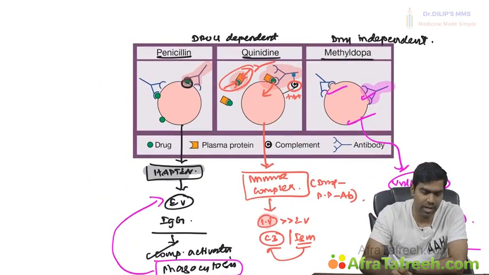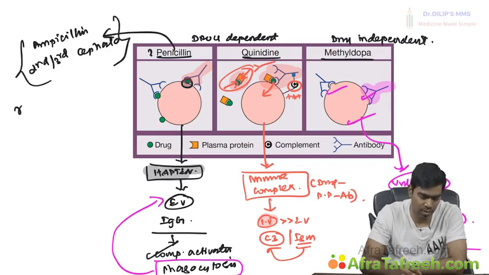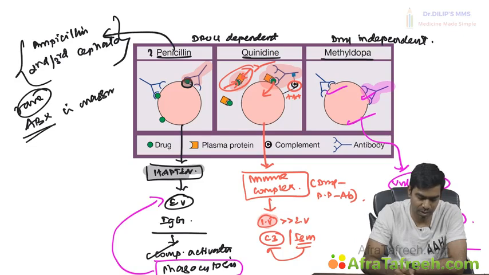So if you ask me, are there any other drugs apart from penicillin? Yes. Apart from penicillin, you might get this kind of reaction with ampicillin. You can get it with second and third generation cephalosporins. This is usually very rare to happen. It happens sometimes when you are giving antibiotics in massive doses. Then it is possible, but apart from that, it is very rare.